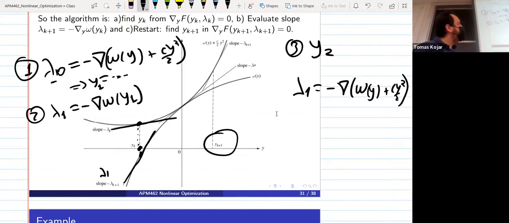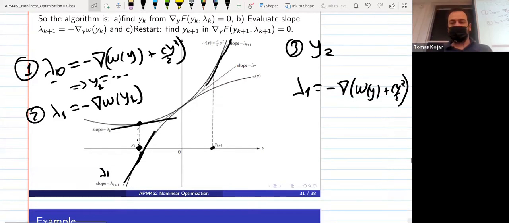So this is how ALM works. Each time you pick a slope, then you have to pick the minimizer approximation, and the minimizer approximation gives you the next multiplier, and then the next slope gives you the next step, and so on. All right, let's do an example to see how this works.